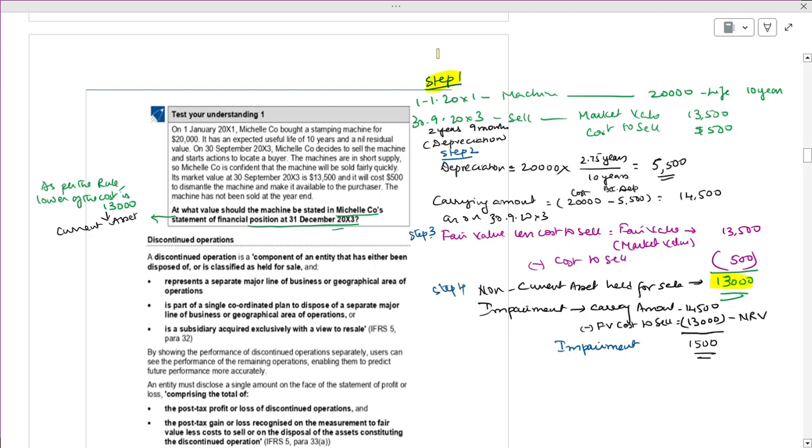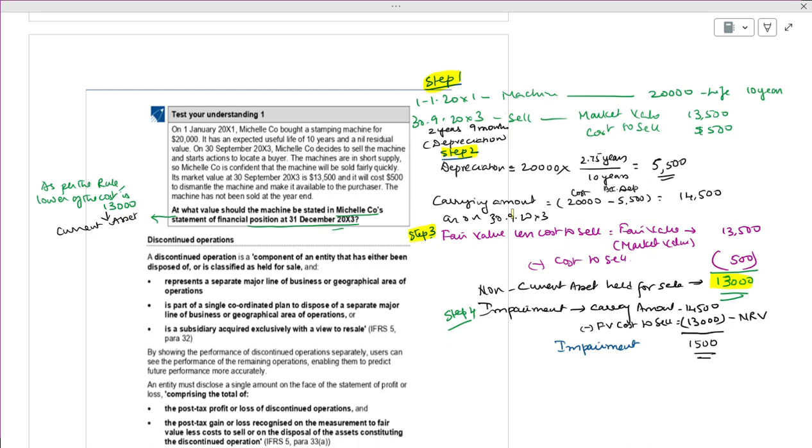Step 1, what have we done? We have taken the information given. Step 2, we have calculated depreciation and the carrying amount. Step 3, we have calculated the fair value less cost to sell: fair value is 13,500, cost to sell is 500, non-current asset held for sale is 13,000. Fourth, we have calculated the impairment.